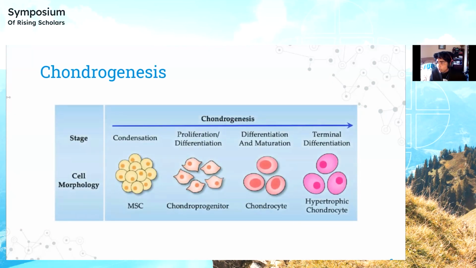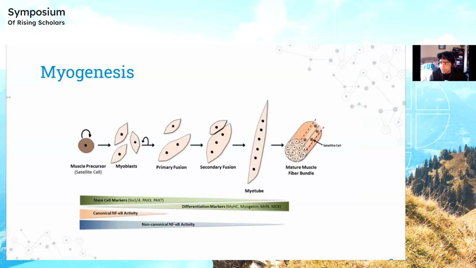So right here is just a quick overview of chondrogenesis, which is the process which a mesenchymal stem cell uses to grow into chondrocytes, which regrow the cartilage in our knee. And right here is just the process of myogenesis, which, similar to chondrogenesis, starts as a mesenchymal stem cell, but eventually we form the muscle fibers, which are needed for our knee.